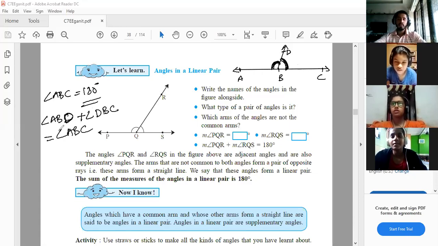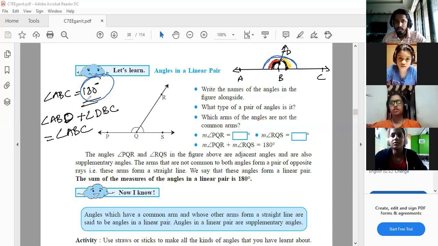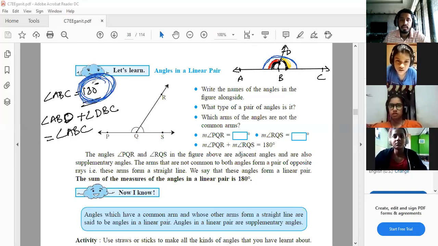See the figure closely, you'll understand then. This angle plus this angle, these two together make up this full angle, and this full angle is what? 180 degrees. Clear? So when two angles make up an angle which is equal to 180 degrees, those angles are said to be angles forming a linear pair.